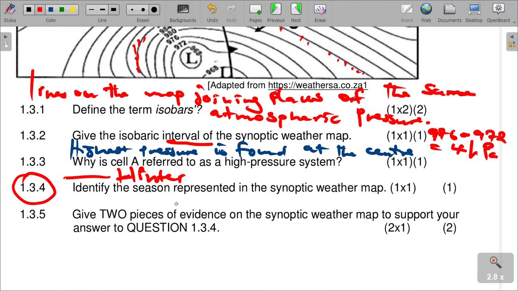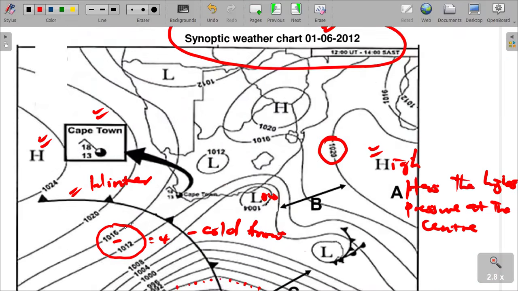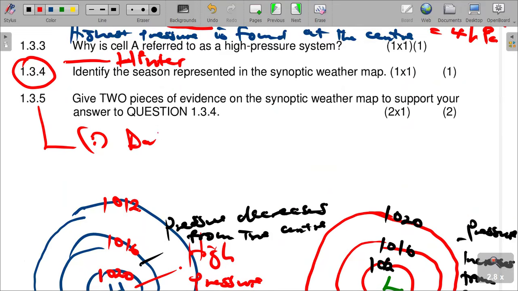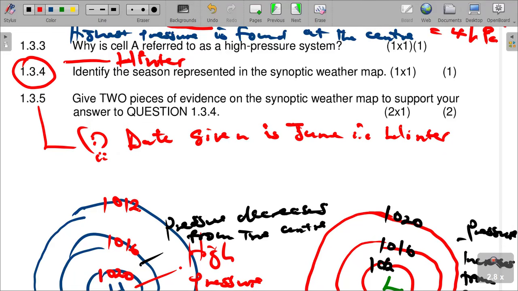We said that the evidence to this question is that we have our date given, which is 6 June. 6 June is given as our date there. June means winter. We have June in our seasons in South Africa. When it is June, it is in winter.